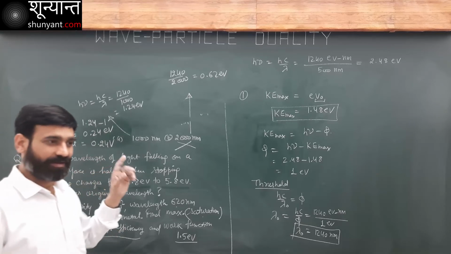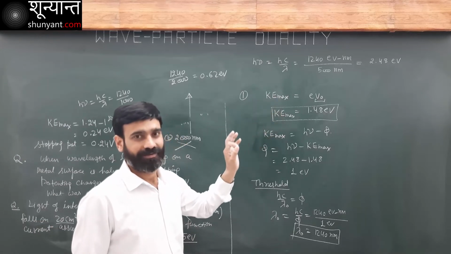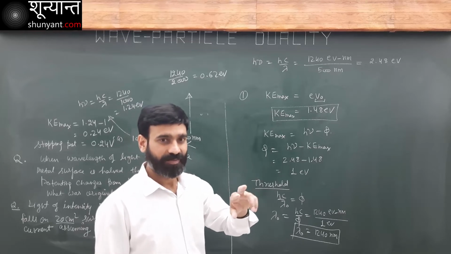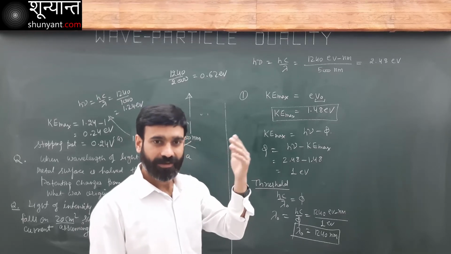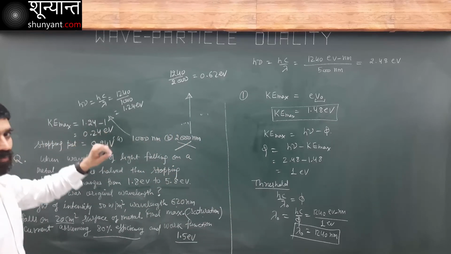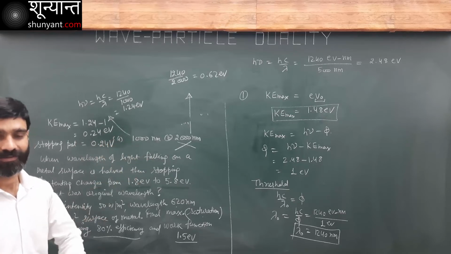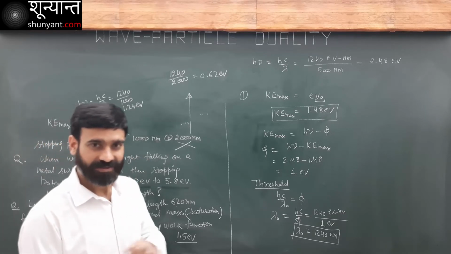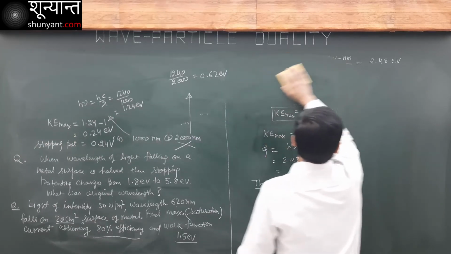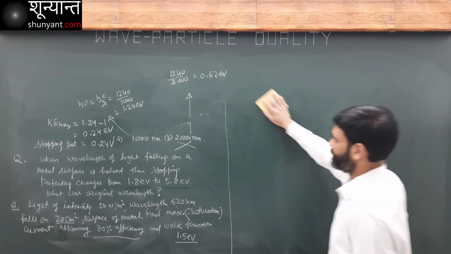Direct relation between energy and potential. Try to understand this very well. Stopping potential 1.48 volt, kinetic energy maximum 1.48, the same value in electron volt. Kinetic energy 0.24 electron volt, stopping potential the same value in volt. Are you able to make this connection? Remember this. Now, next one.